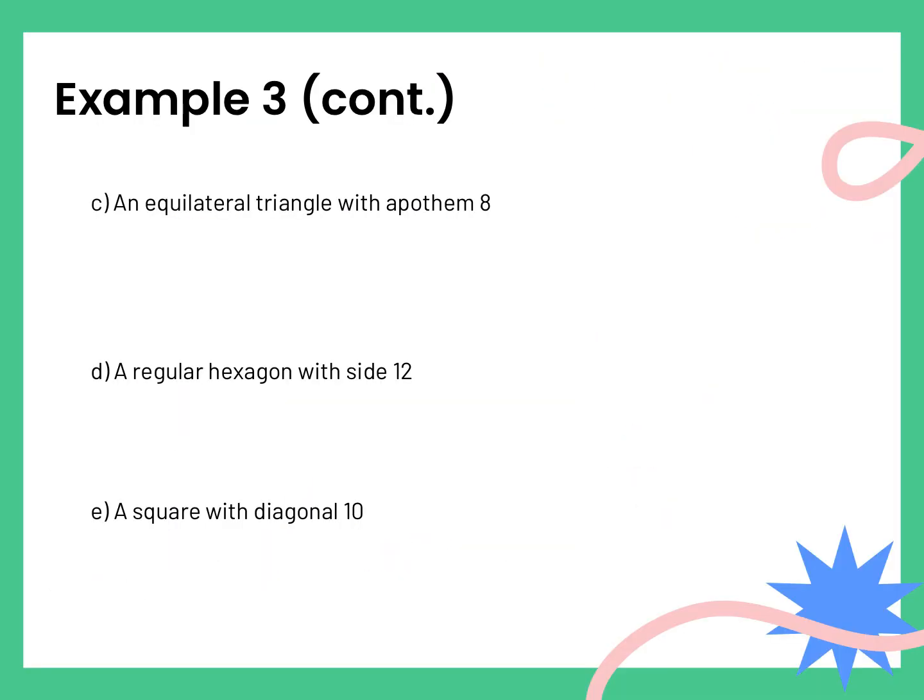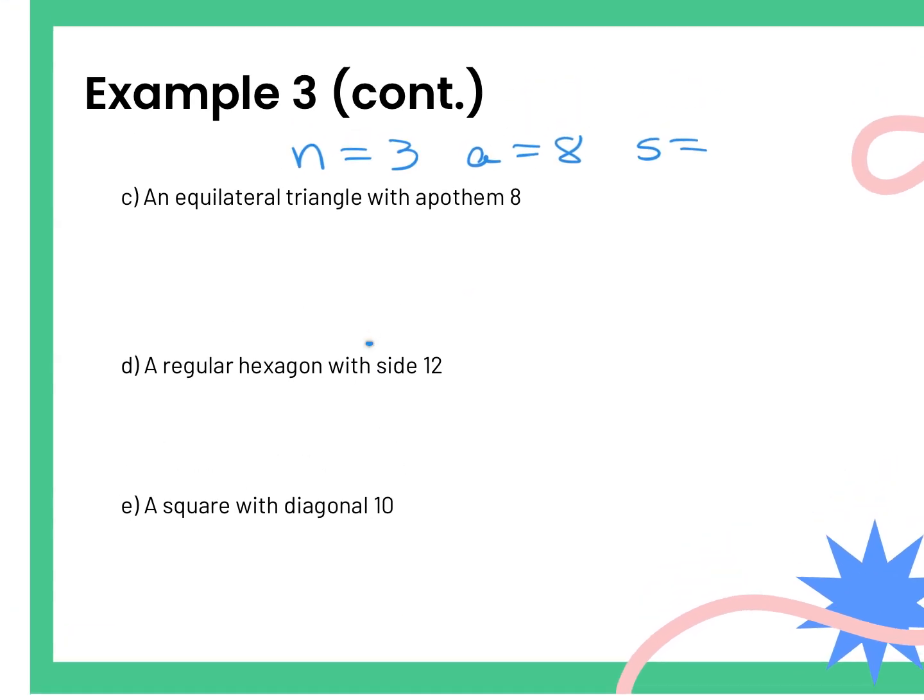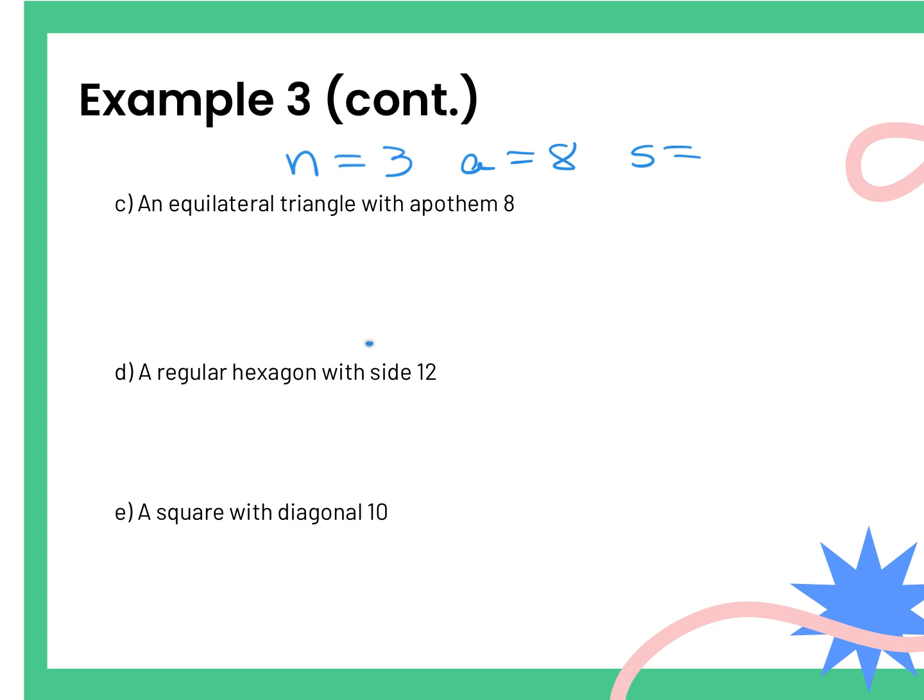All right, next we're going to be working with an equilateral triangle. Again, I would go ahead and write down the three variables. The n, it's a triangle, so it's 3. They gave us the apothem, it's 8. I need to find the side length. So let me go ahead and draw an equilateral triangle. All right, so there's my equilateral triangle.